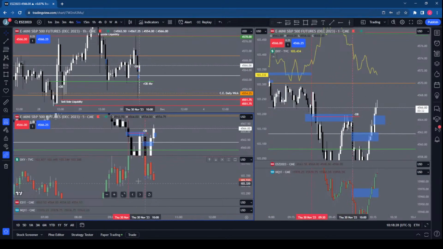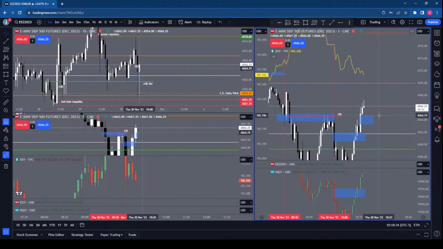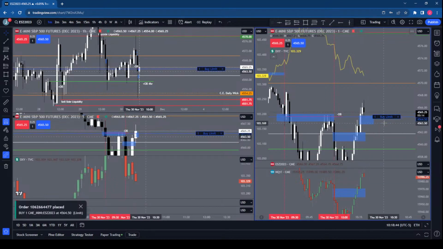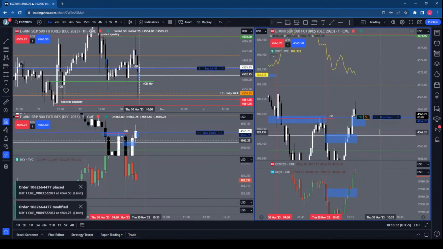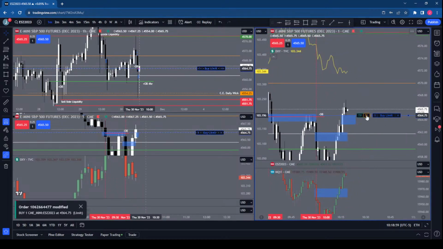I like where this 5 minute dollar is. I want to see it take these lows and shift structure on the 5 as we shift structure for the indices. Let's go, we'll do one there. Put the stop there.